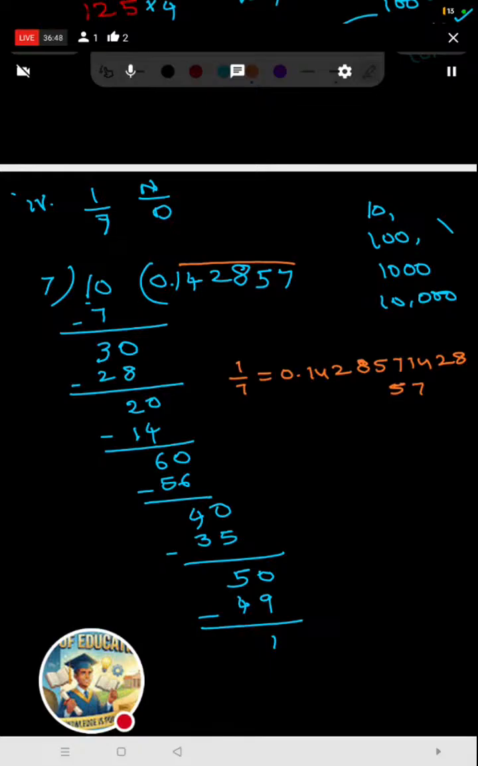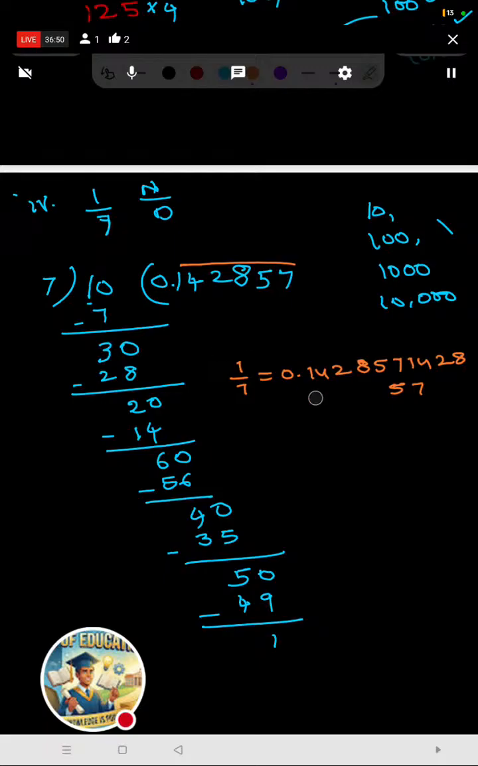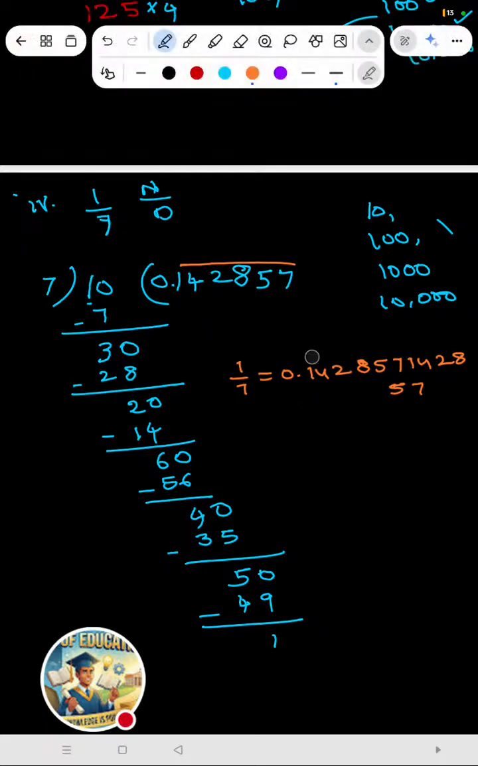In bits, sometimes they will ask what is the periodicity of 1 by 2, 1 by 5, 1 by 3. Okay, they will ask. Periodicity of 1 by 7, how much here? How many numbers are repeating? How many digits? 6. So that is 6. While solving, if this is asked, you write it there also.